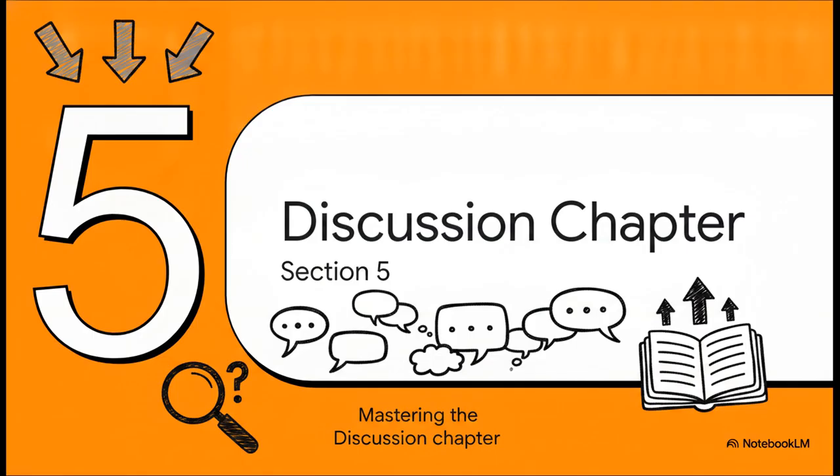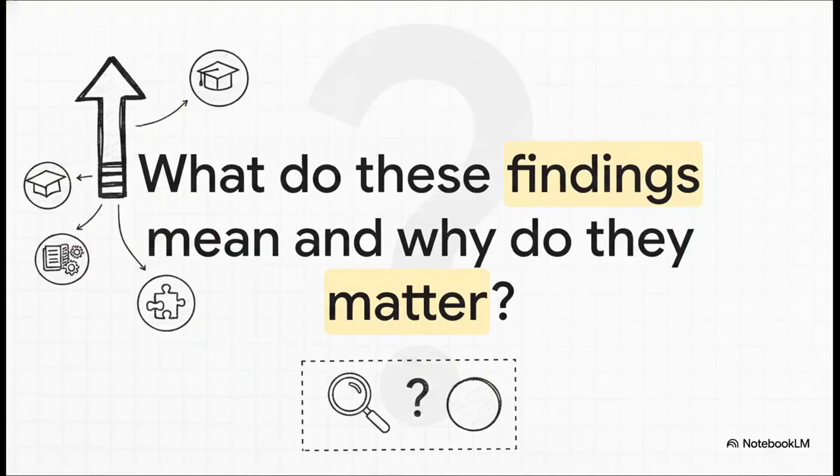Okay, so your results are laid out perfectly. Now we shift gears entirely for Section 5, Mastering the Discussion chapter. This chapter has a totally different vibe and purpose. If the results chapter was the what, the discussion chapter is all about answering the so what. What do these findings actually mean, and why should anyone care?